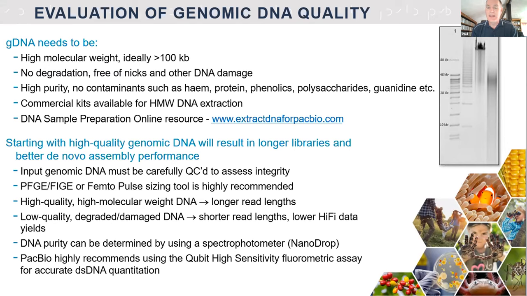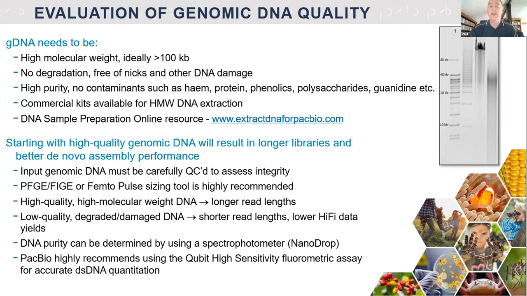We don't want phenolics, that's a problem often with plant samples. Plant tissues are often chock full of phenolics, so we want to avoid those. And guanidine too, which is one of the reagents in a lot of the column-based DNA extraction kits. We don't want any carryover of that either. These are all very bad, so we need to make sure our samples are clean.